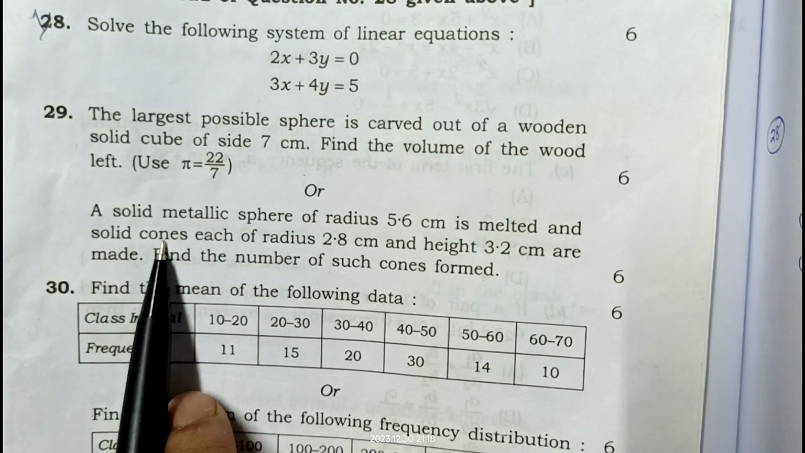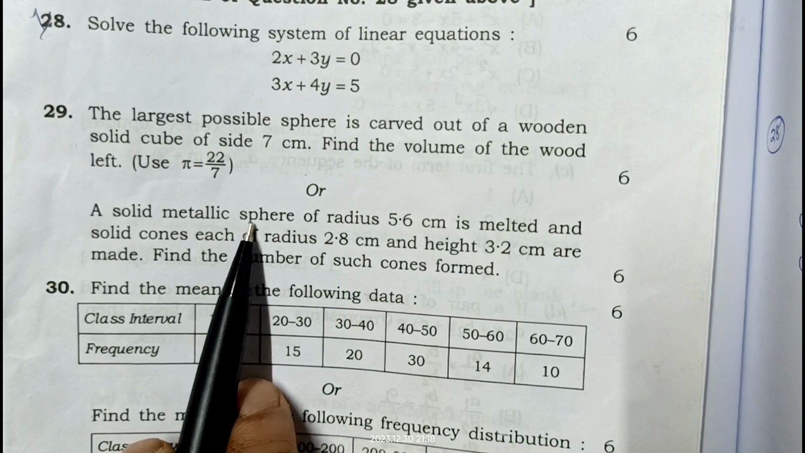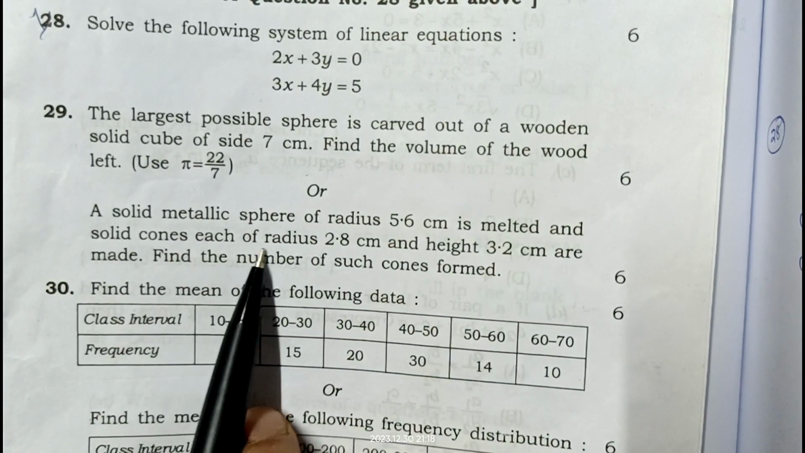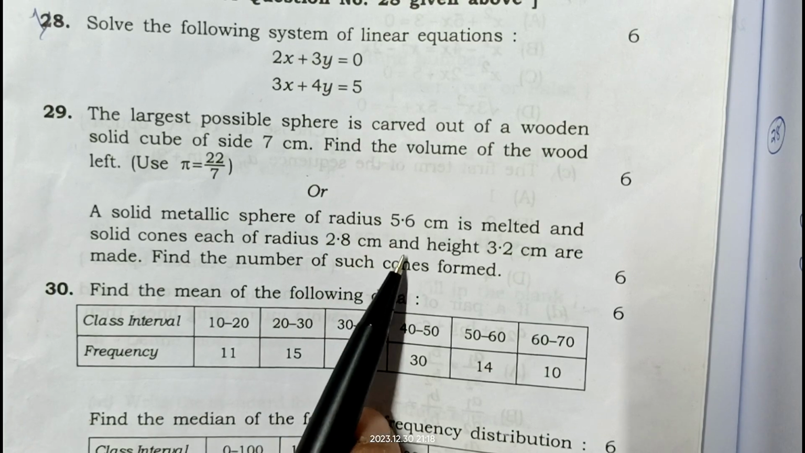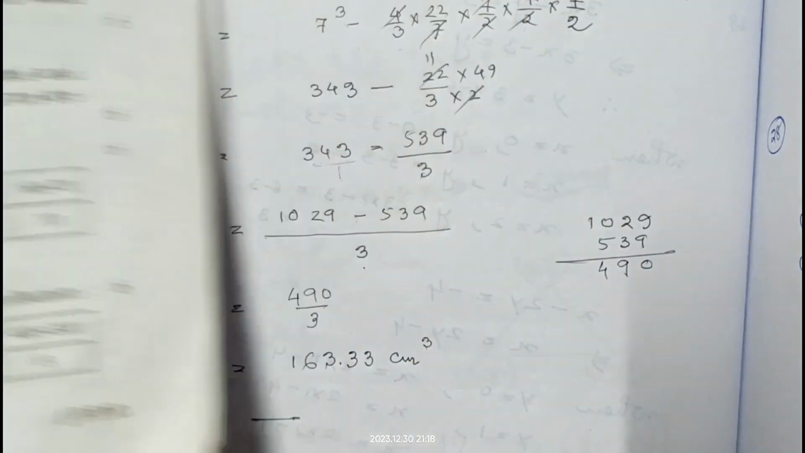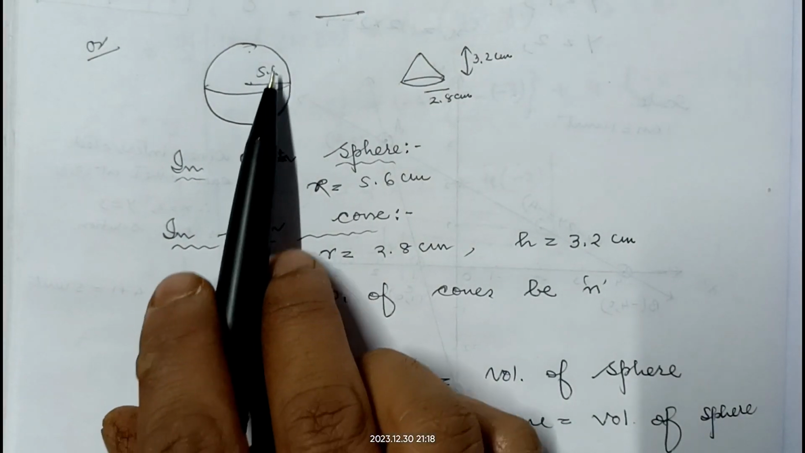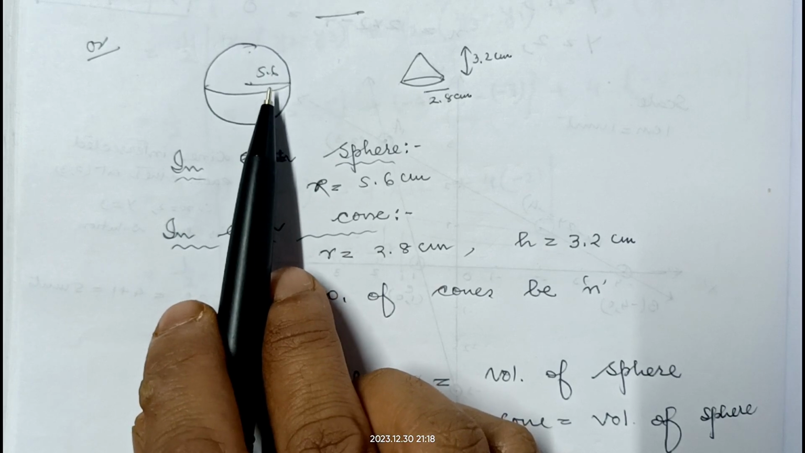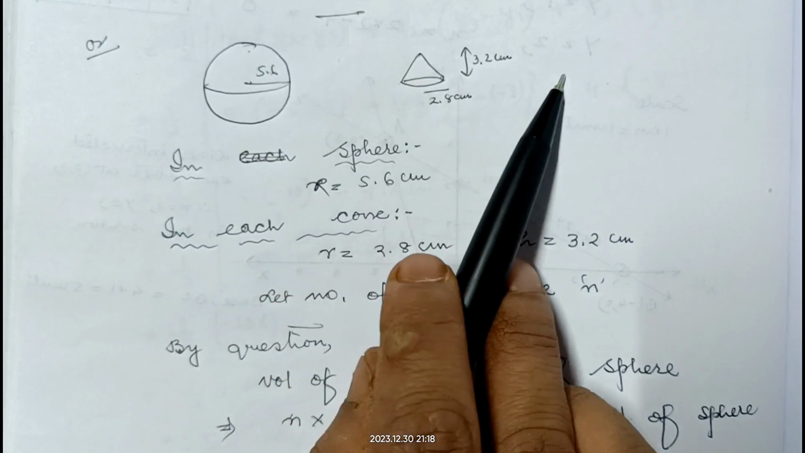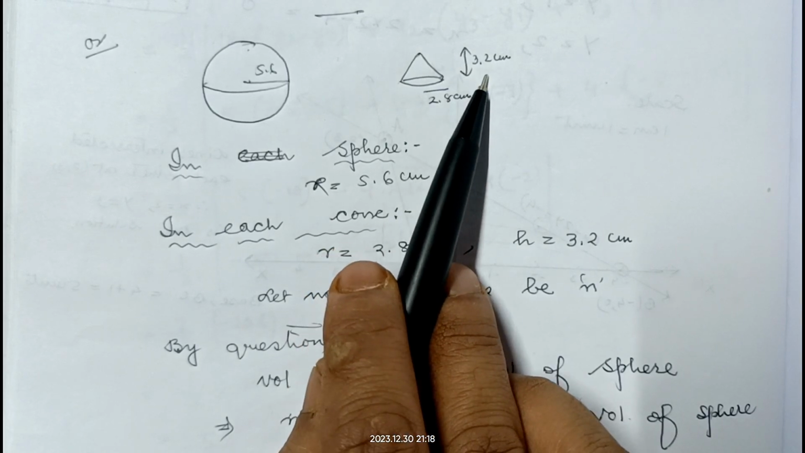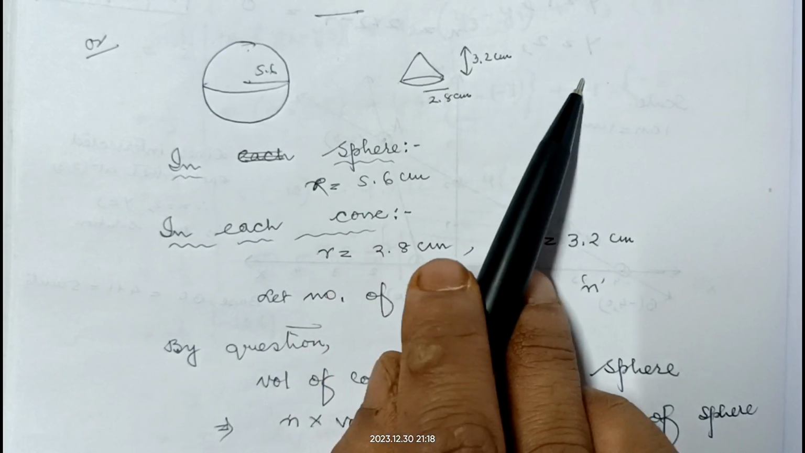In the second part, it is given a solid metallic sphere of radius 5.6 centimeter is melted and solid cones each of radius 2.8 centimeter and height 3.2 centimeter are made. Find the number of such cones formed. In this question, the sphere is melted and we got small cones each of radius 2.8 centimeter and height 3.2 centimeter. We have to find how many such cones are there.